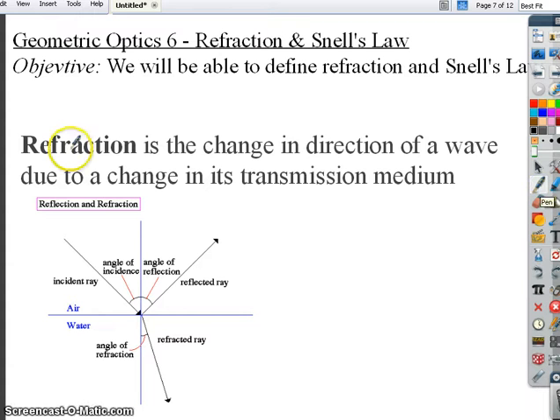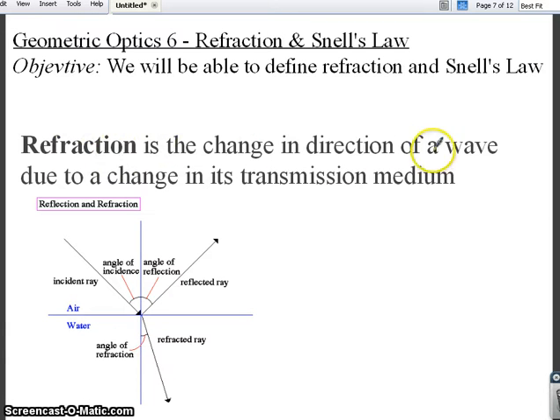So refraction. Refraction is the change in direction of a wave due to a change in its transmission medium. That sounds kind of fancy, right? What it means is that light will bend when going from one medium to another. That would be the layman's term for this definition.